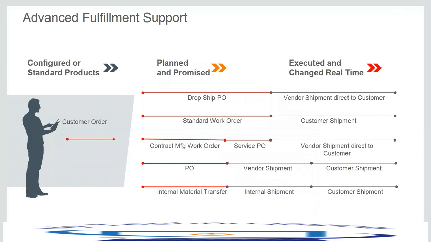So this diagram depicts the advanced fulfillment support that includes configured or standard products, planned and promised, executed and changed real time. So one of the strengths of our cloud suite compared to the other clouds is the integrated end-to-end orchestrated processes that can be planned in advance and promised via global order promising and executed directly to the customer order.